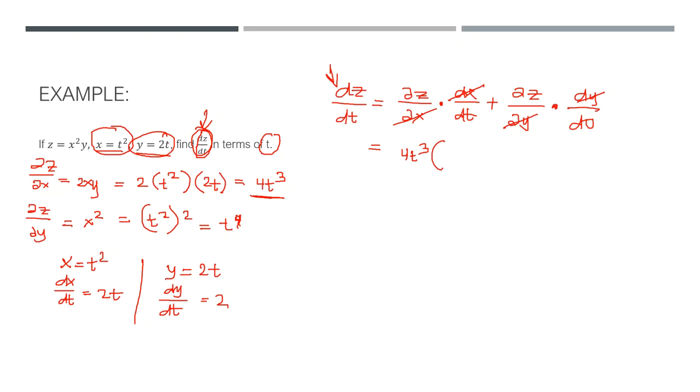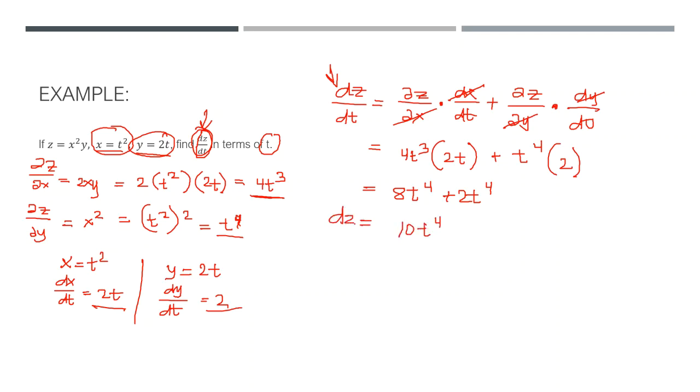and multiply with the derivative of x with respect to t, which is 2t, plus the partial derivative of z with respect to y, which is t to the fourth, times the derivative of y with respect to t, which is 2. So basically this is equivalent to 4 times 2, that's 8t to the fourth, plus 2t to the fourth, or this is equivalent to 10t to the fourth. So this is now the total derivative of z with respect to t.